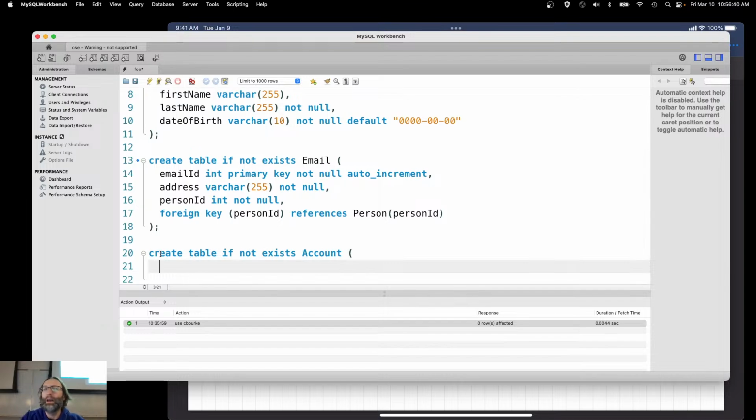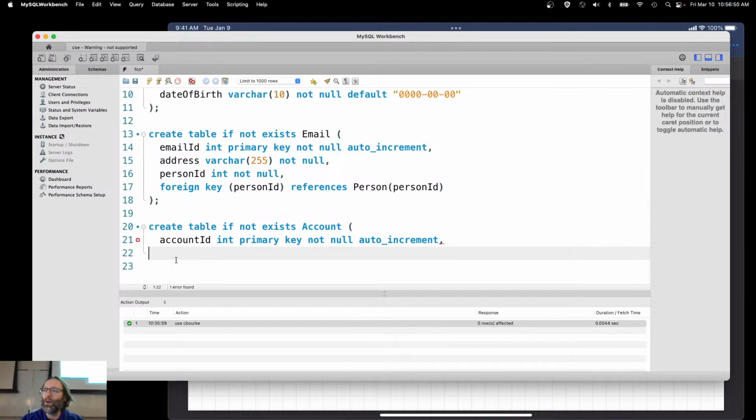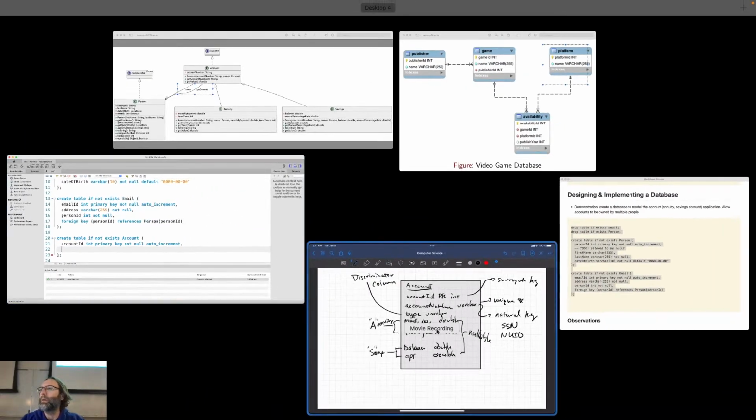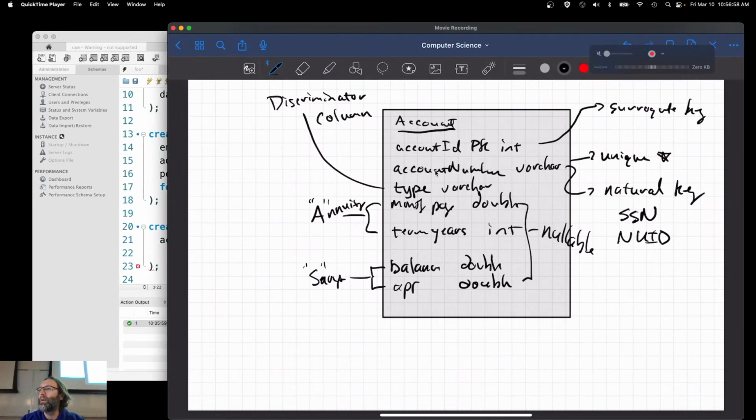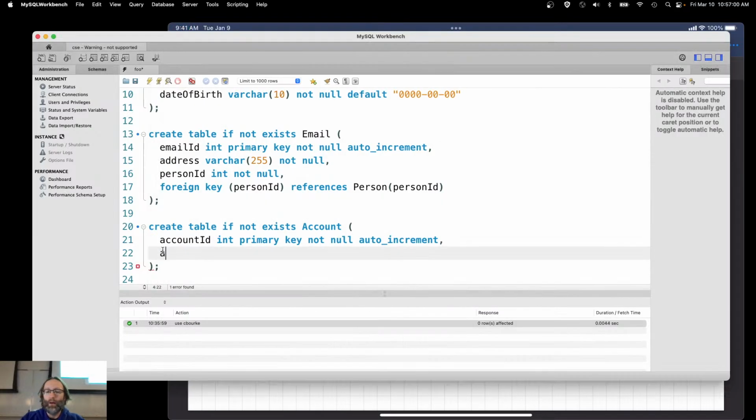Again, what's the first thing I should do? That primary key named after the table, integer, primary key, not null, auto increment, let the database do its job. What else do we want in there? What did I put in my sketch here? An account number. And we already know that that's going to be a varchar because that's the business rules, 255.